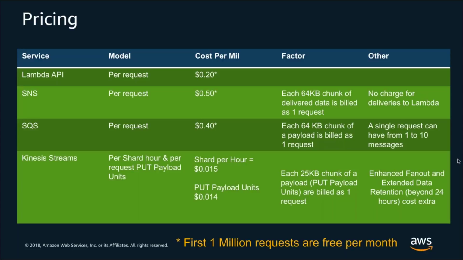Now, with Lambda, SNS, and SQS, you do get 1 million requests for free per month in perpetuity. So for a lot of workloads, especially those that are in the IT automation side of things, this could basically cover a pretty healthy workload for most customers. And again, it makes it really easy to get started and play with and explore these technologies.